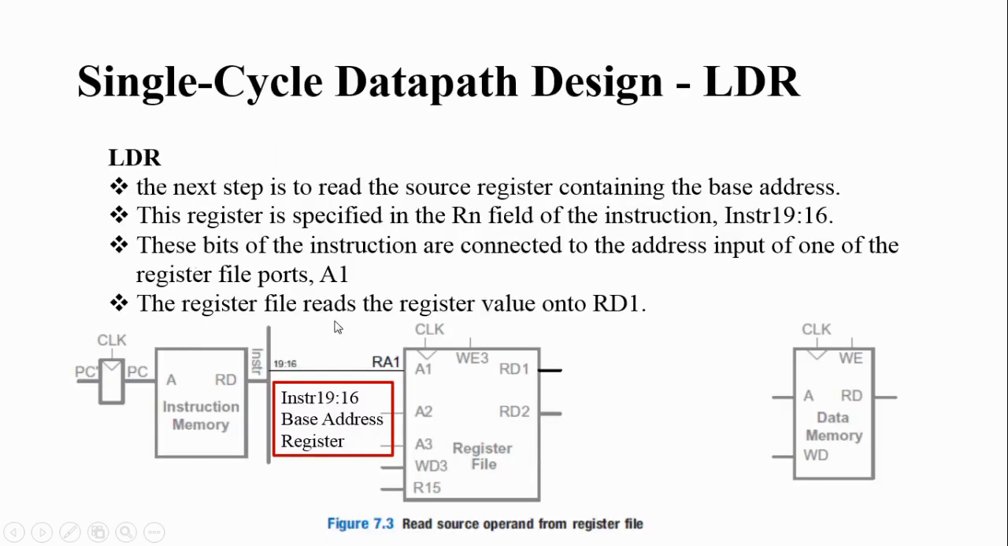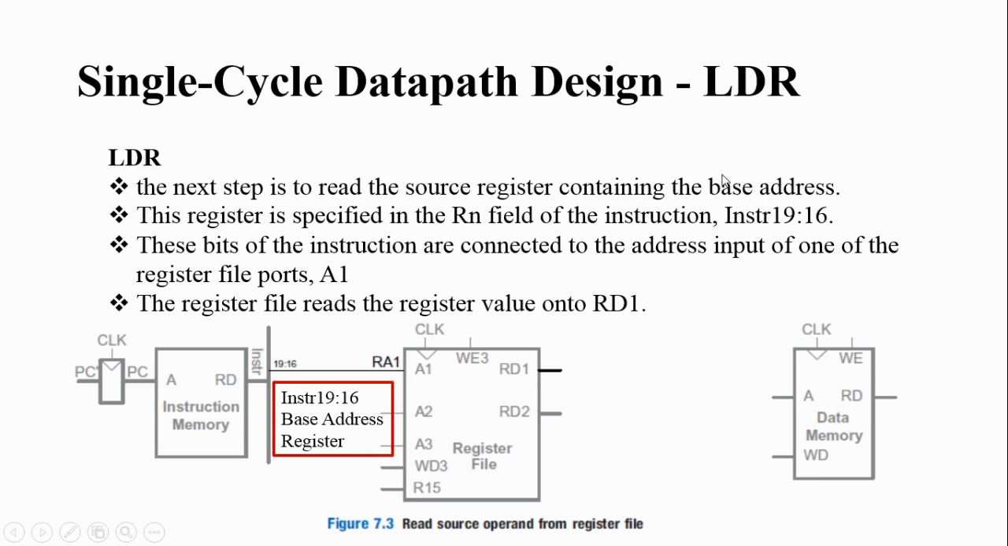For understanding the LDR binary encoding, we have seen this. So in this step, you are going to connect the instruction bus to the register file. The next step is to read the source register containing the base address. First I have loaded the instruction to the RD port. Next, since it is an LDR instruction, you are going to read the base address. I told you, you need to read the base address and the immediate value. Since it is an LDR instruction, first you need to read the base address.